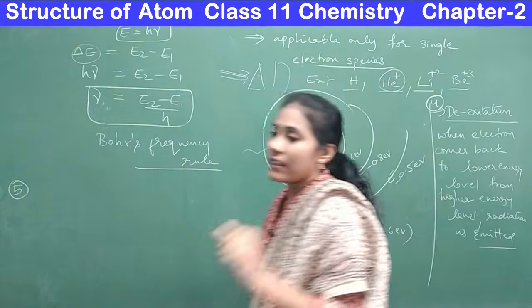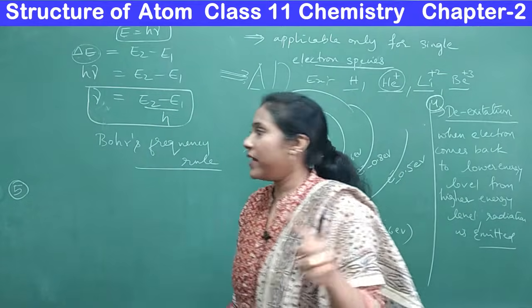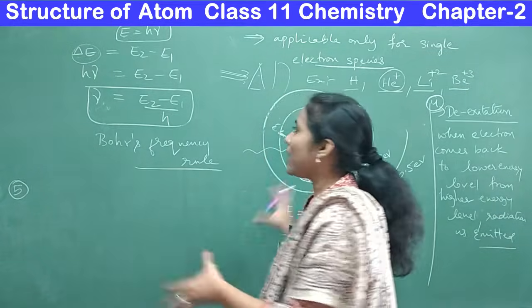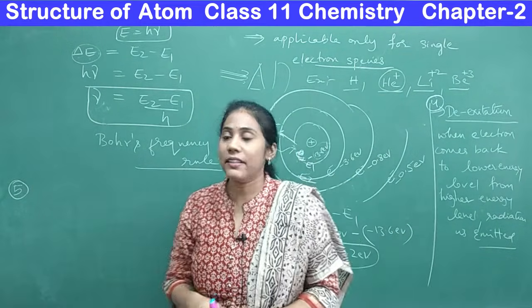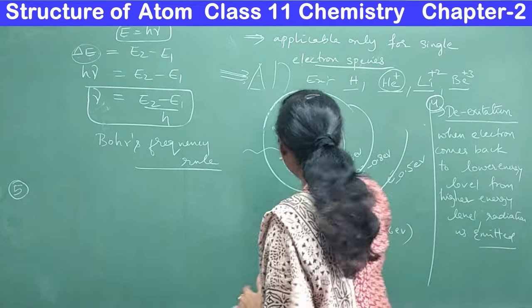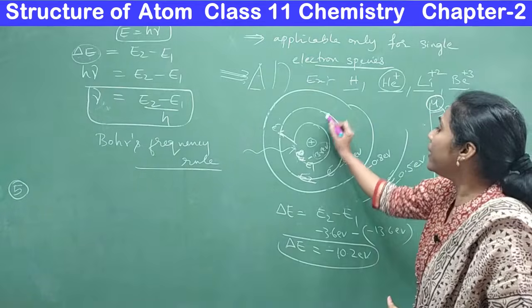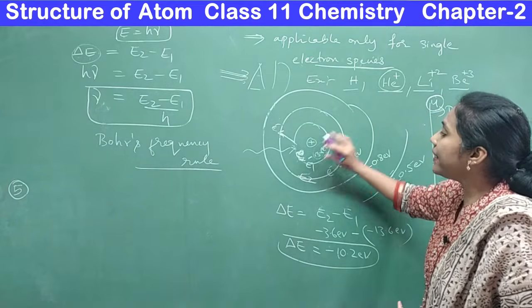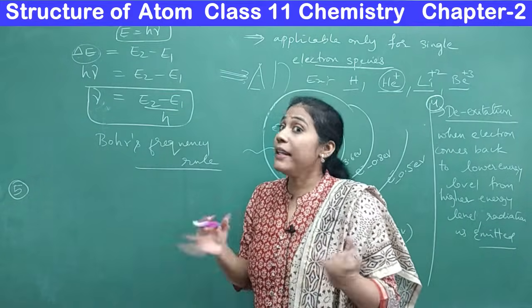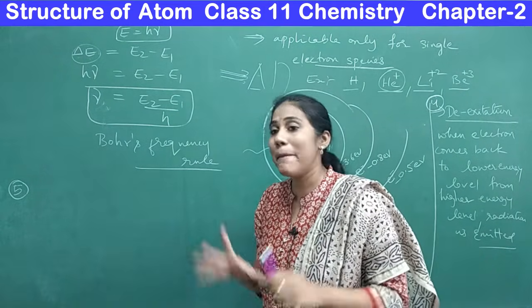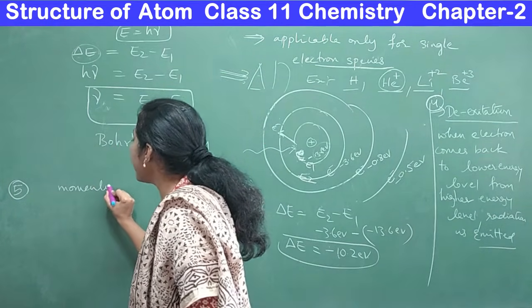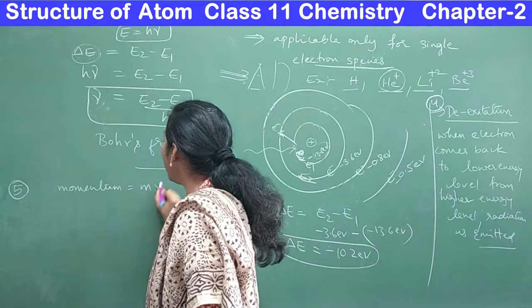I concluded the entire postulates into 5 main postulates. All 5 are very important to understand. So coming to the last one. What Bohr says is, when an electron is moving in a particular orbit, it has certain velocity, or I can say it has certain momentum. What do you mean by momentum? Momentum is nothing but mass into velocity.